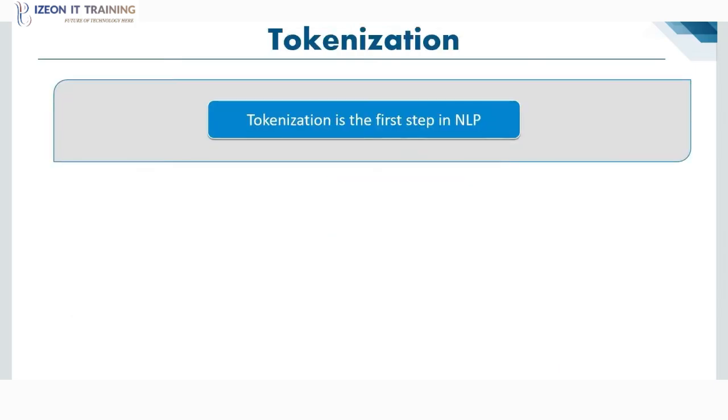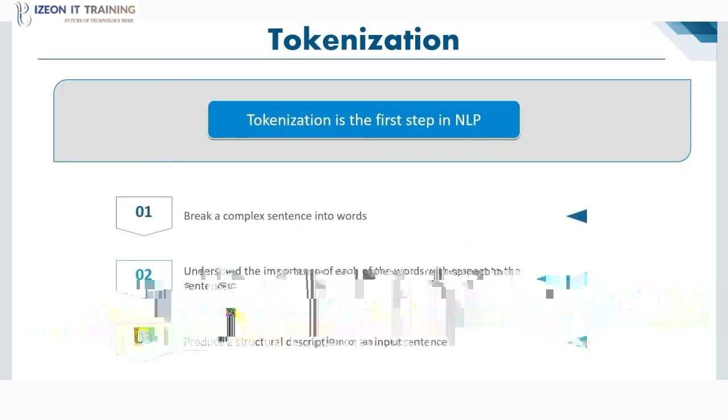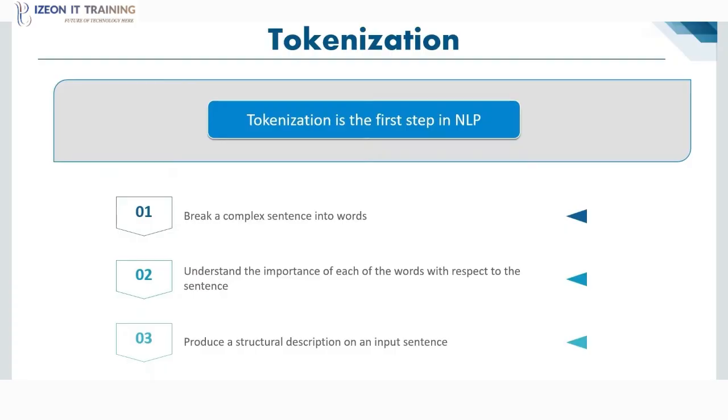Now, when we process text, there are a few terminologies that we need to understand. The first one is tokenization. Tokenization is a process of breaking strings into tokens, which in turn are small structures or units. Tokenization involves three steps: breaking a complex sentence into words, understanding the importance of each word with respect to the sentence, and finally producing a structural description of an input sentence.